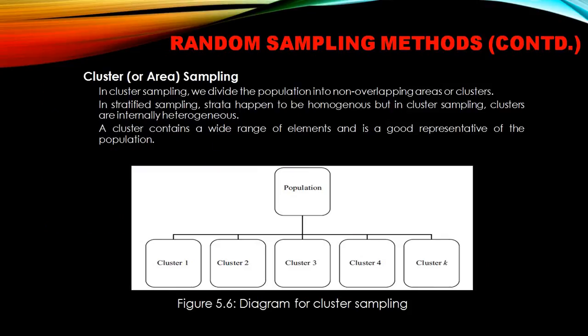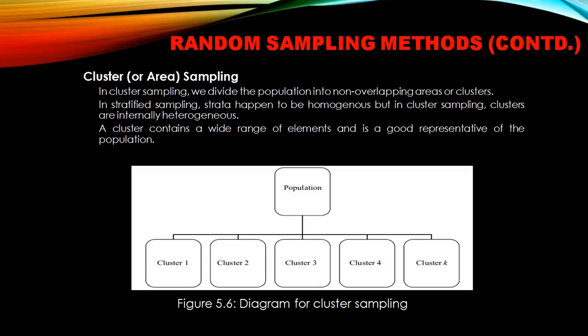Okay, now cluster or area sampling. In cluster sampling, what we do is divide the population into various clusters. In this, the elements within the cluster are heterogeneous, but one cluster is more or less homogeneous to the other cluster. So that's the basic difference between stratified sampling and cluster sampling.